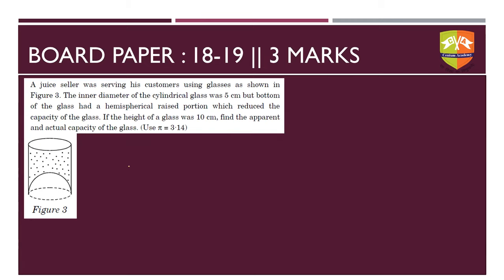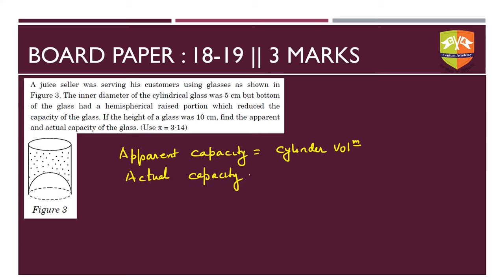Okay, guys, so here, let's discuss the questions out. You can solve that back at home as well, because there are a few more questions left. So what we'll do is, in this case, apparent capacity, what it would appear, right? Apparent capacity is cylinder volume. And actual capacity is equal to cylinder volume minus hemisphere volume. Okay. So you'll have to do this in this question. Let's move to the next one. You can solve at home also, no problem.